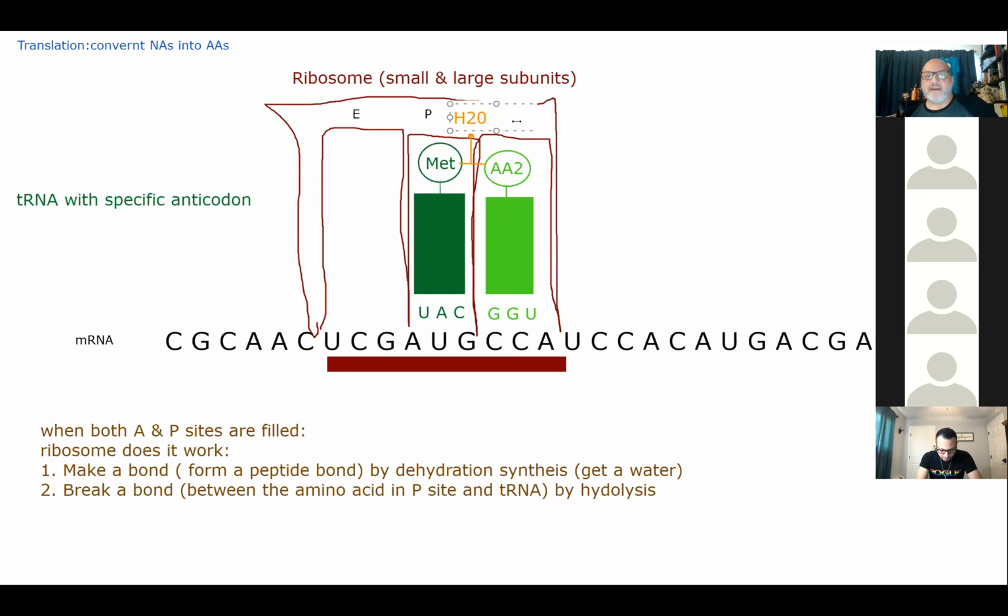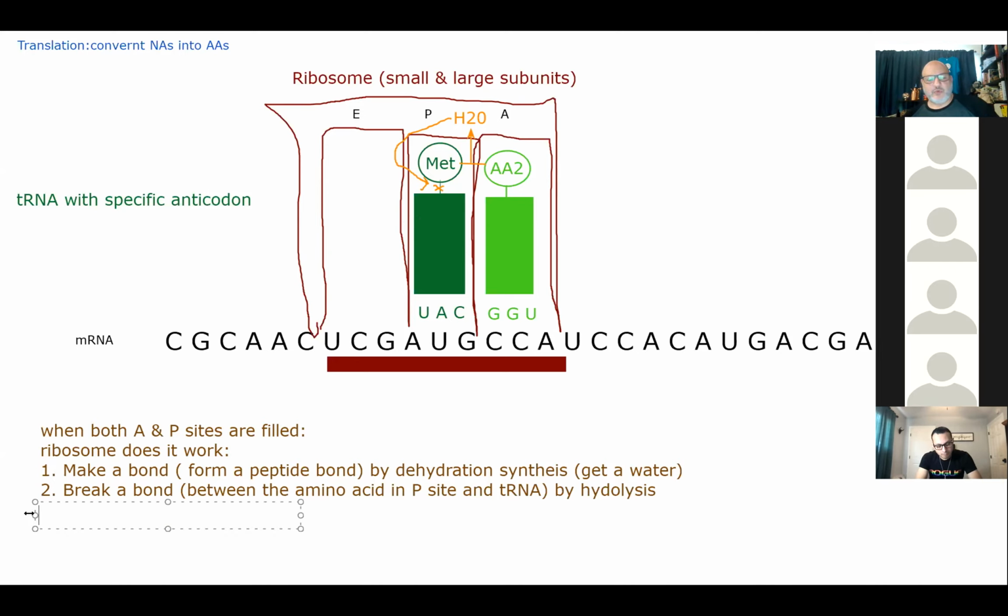That water that comes out of it as a result can then be used to break this bond between the first transfer RNA and our first amino acid. So our ribosome facilitates these 2 chemical reactions. We make a bond and then we break a bond. At this point, we've done all the work we can do at this site.